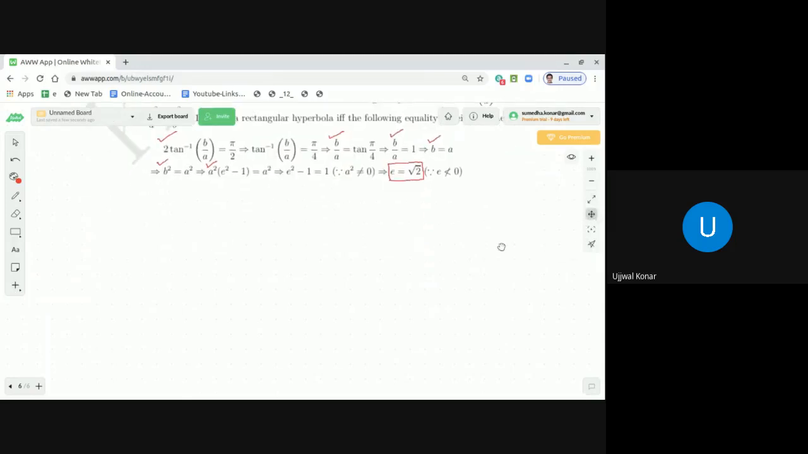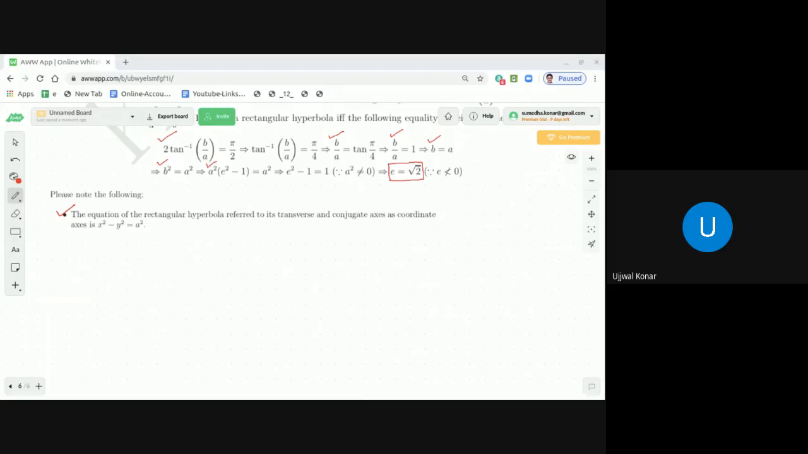If you recall from the fundamental attributes of a hyperbola, it has a transverse axis and a conjugate axis. Now, if we consider the transverse axis and conjugate axis to be the coordinate axes, that means the x-axis and y-axis, then the equation of that rectangular hyperbola becomes x square minus y square is equal to a square. That is the first point.